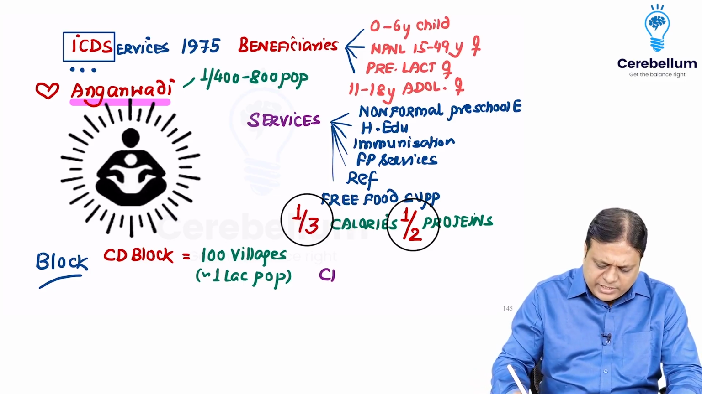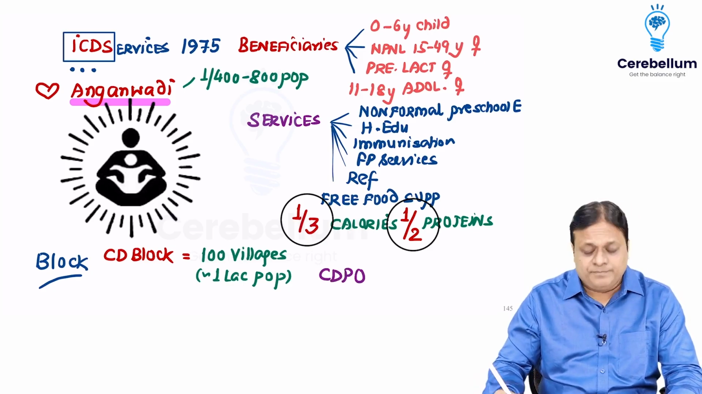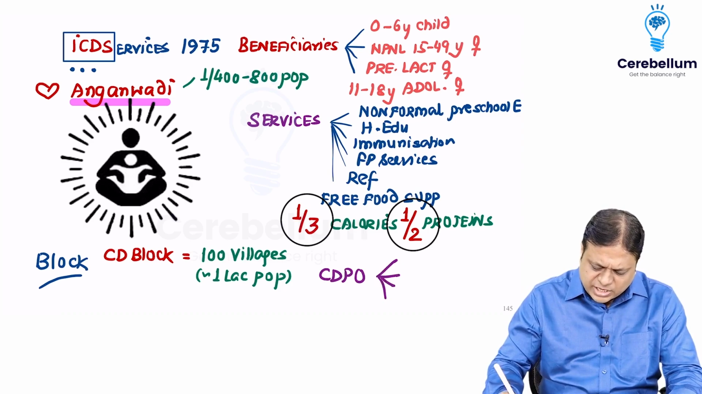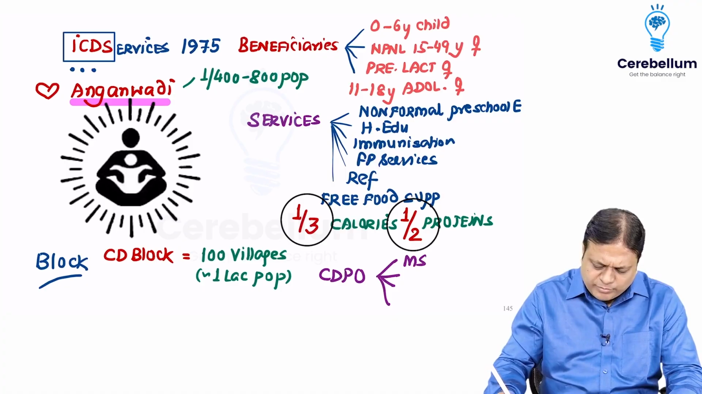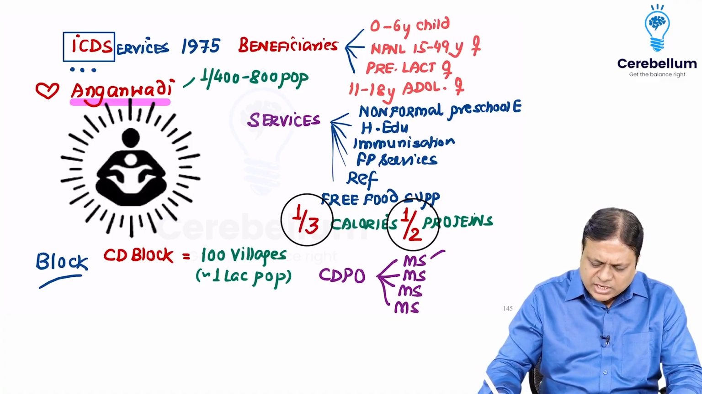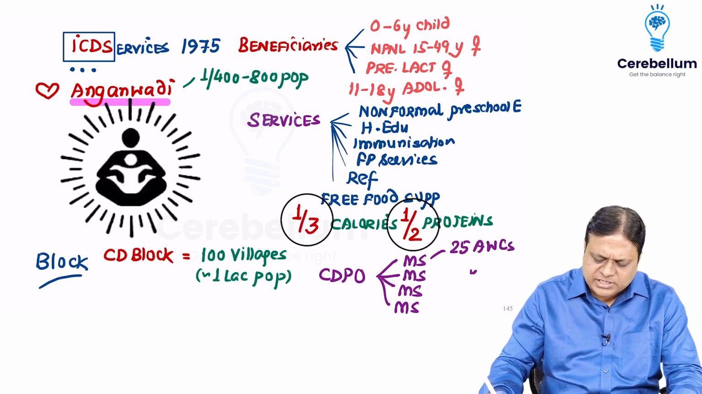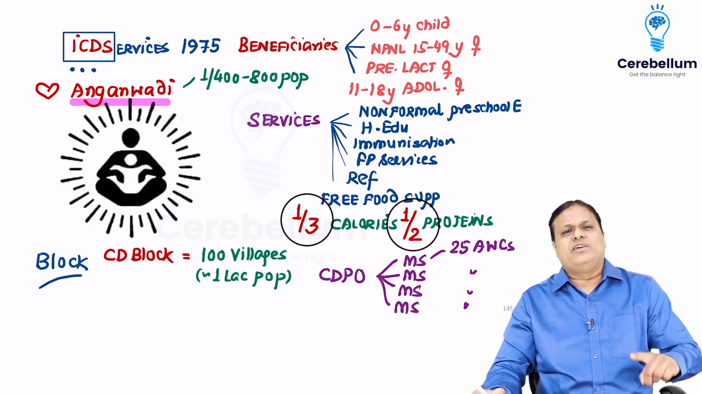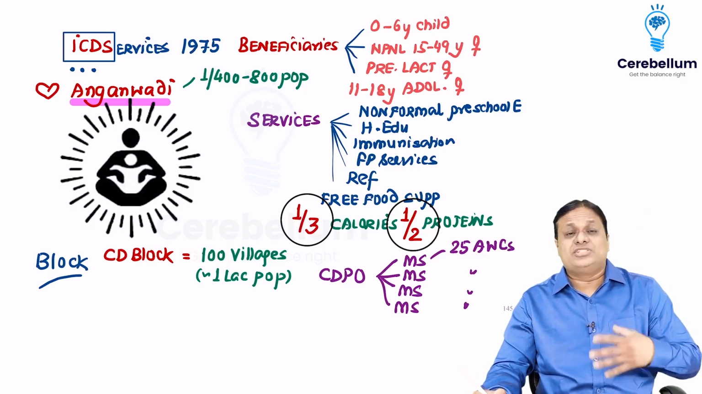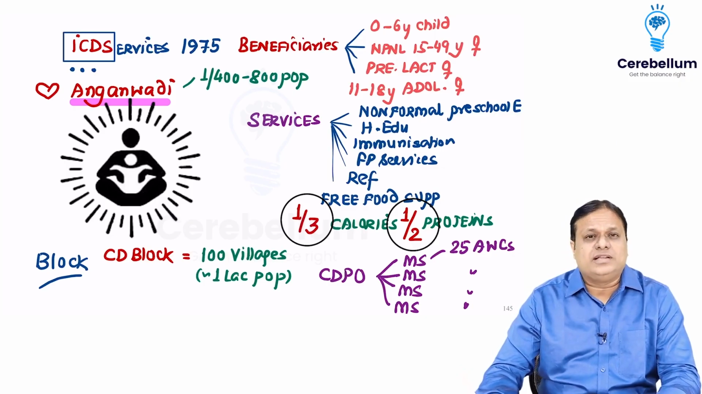One community development project officer is actually in charge of 4 Mukhya Sevika, who are in turn in charge of 20 to 25 Anganwadi centers. So, one community development project officer is indirectly in charge of 100 Anganwadis.